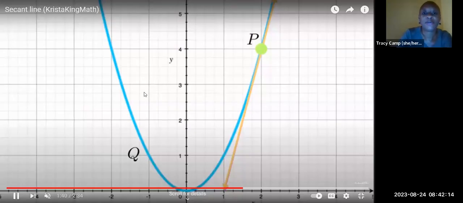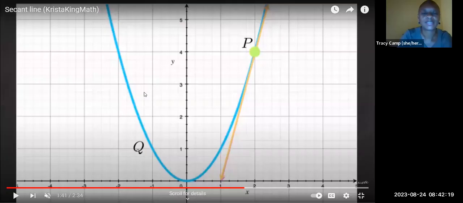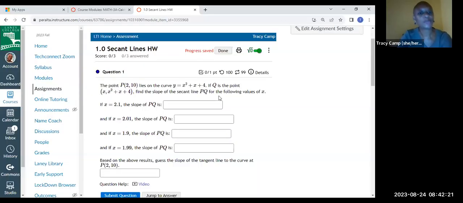So again, feel free to watch the entire video if you'd like. It's in modules. Right now, we're just going to start some homework. So question 1 gives us this point, 2, 10, and says it lies on this curve, y equals x squared plus x plus 4. And it says if Q is this point, x, and then the y value is x squared plus x plus 4, find the slope of the secant line.